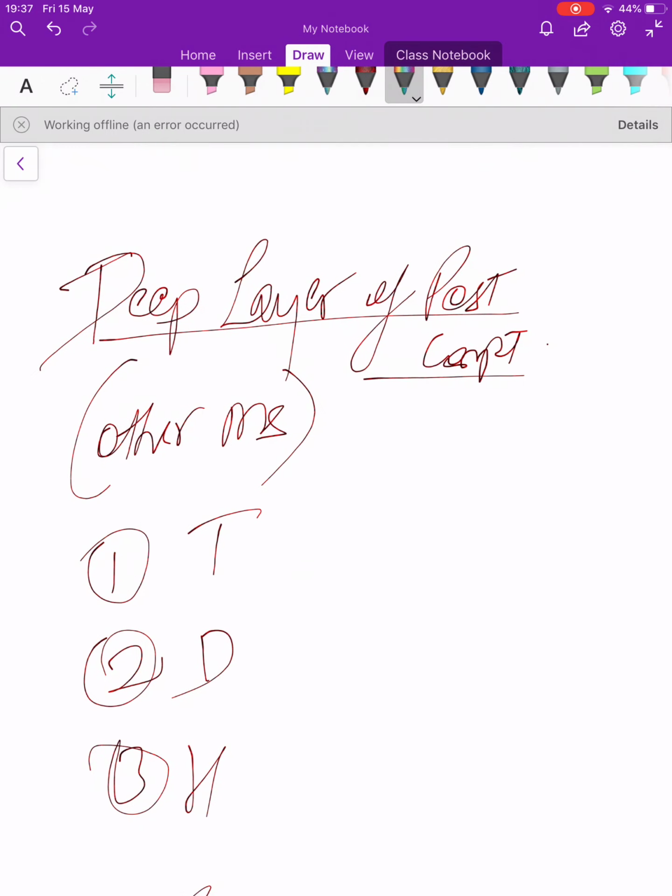So deep layer, there will be again Tom, Dick and Harry. T says there is tibialis posterior, D says there is flexor digitorum longus, and H says there is flexor hallucis longus. ठीक है.